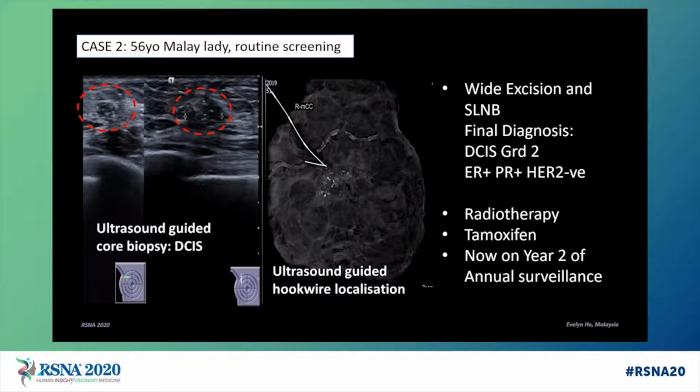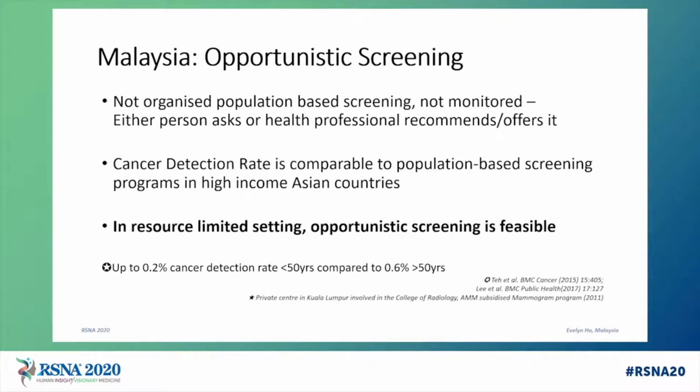Hook wire localization for wide incision followed. The magnified specimen mammogram shows the characteristics of the calcifications better. She is currently well on tamoxifen in the 2nd year of surveillance. Opportunistic screening, as illustrated with both case 1 and 2 in our resource-limited setting, shows a cancer detection rate that is comparable to population-based screening in high-income Asian countries. As mentioned earlier, it is not a monitored or organized population-based screening program.